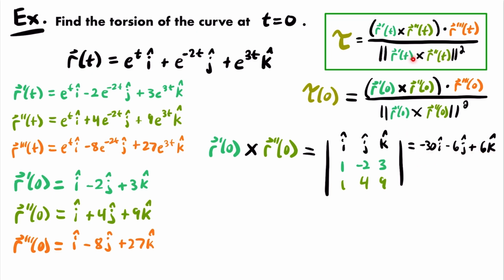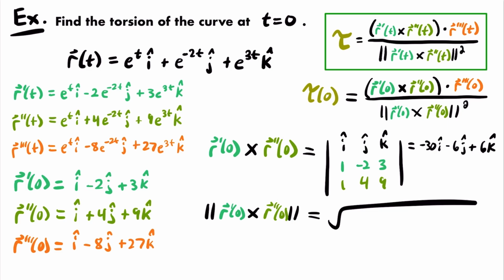Now let's calculate the magnitude of that cross product. So we're taking the magnitude of the cross product between r prime of 0 and r double prime of 0. So we're going to take the square root of the sum of these components squared. So that results in -30 squared plus -6 squared plus 6 squared. -30 squared is 900, and -6 and 6 squared are both 36. So let's just rewrite that right in this step here. We have 900 plus 36 plus 36.